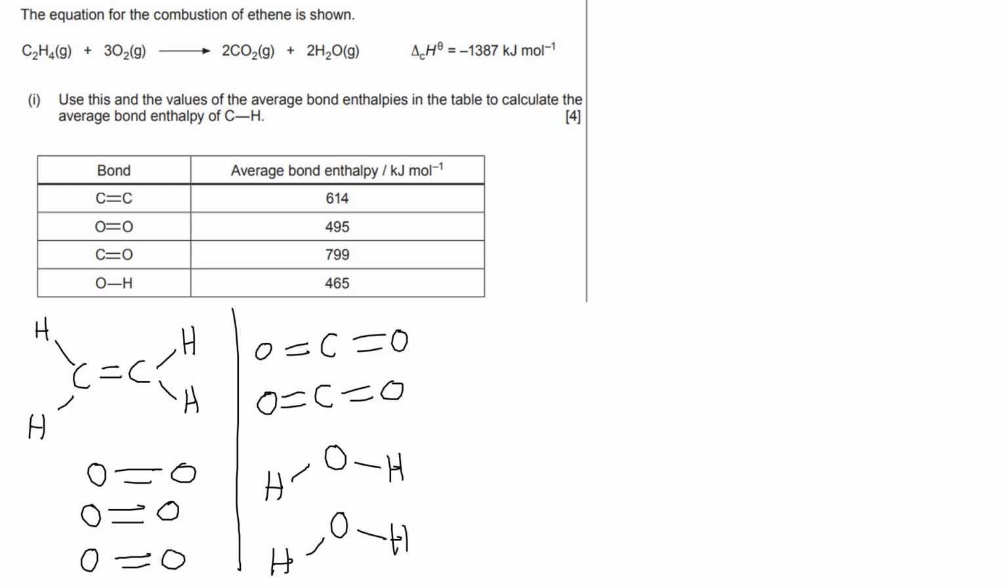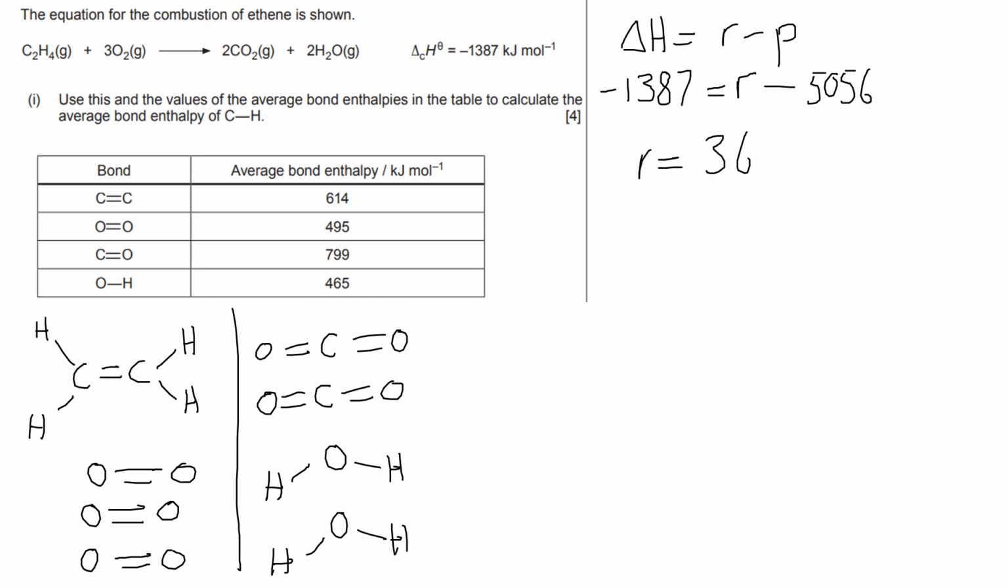So we know that delta H is R minus P. So we can start inserting some numbers now. So delta H is minus 1,387. R we're going to get to in a second. And then P is 5056, which is the 4 lots of the CO and 4 lots of the OH. And therefore R must equal 3669.